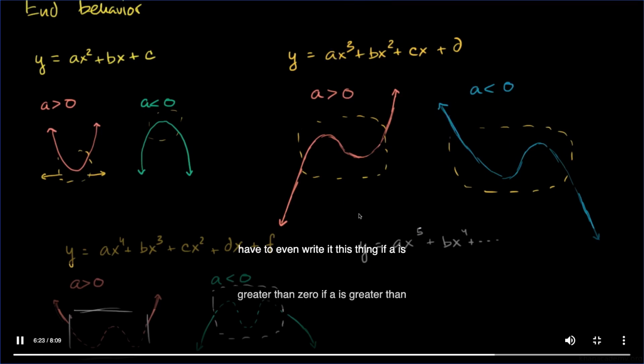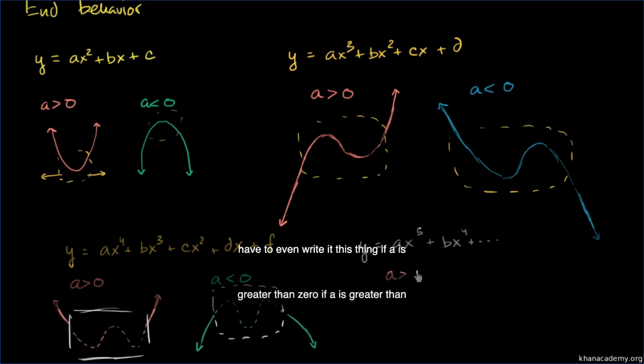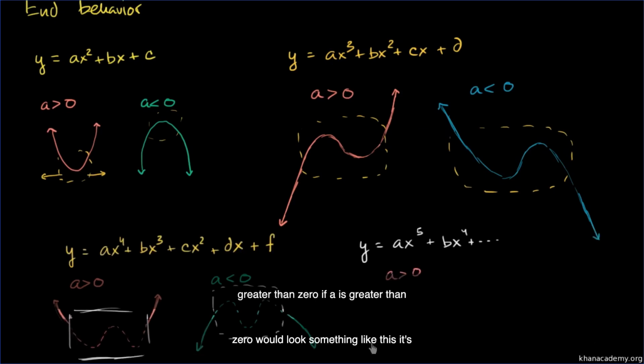This thing, if a is greater than 0, would look something like this. Its end behavior is very similar to a third degree polynomial where a is greater than 0. At the end, it would do this. Now it might do some craziness like this. I have to get this right. So it's 1, 2, 3. It might do some craziness like this in between.